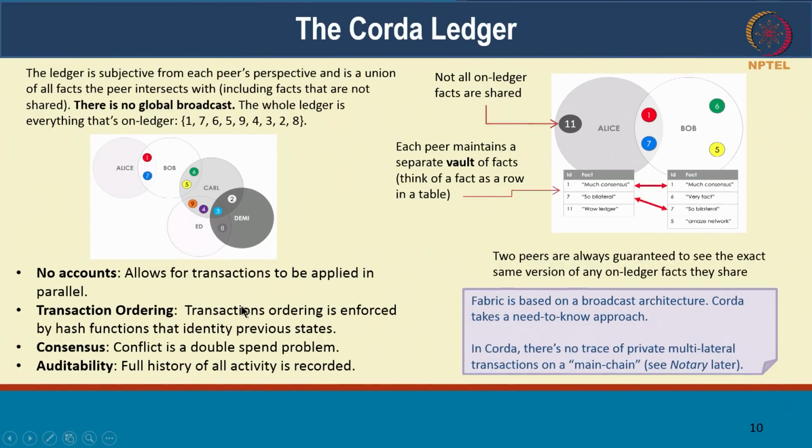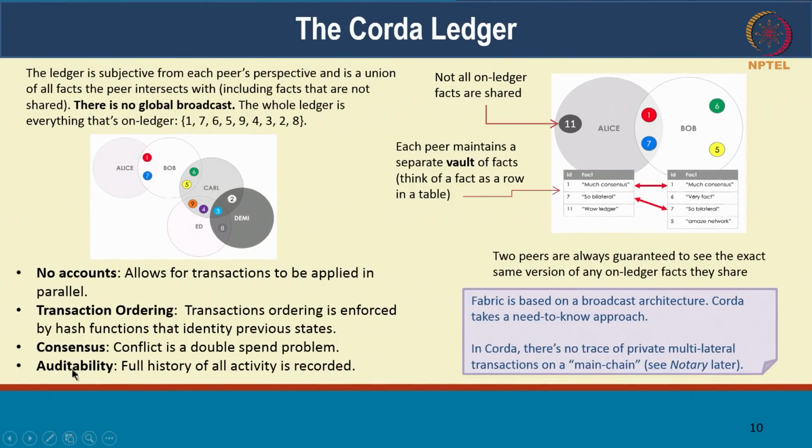Transaction ordering is enforced by hash functions based on previous states. So in some sense, this is not a total ordering. There's only a partial ordering between transactions. So you know that one transaction consumed information from a previous transaction. So there is a link between those two. So there is a dependency and an ordering. But there could be transactions where there is no ordering. Or at least at the level of a single peer, there might be parallel transactions. Consensus allows you to identify essentially the double spending problem and determines whether a transaction is valid or not.